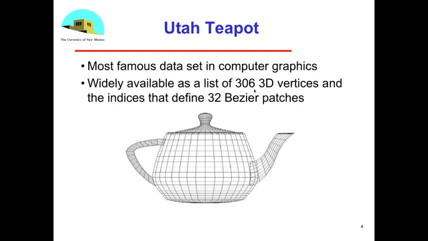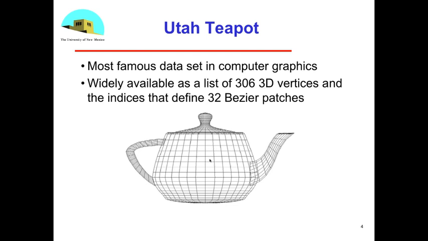So there are 306 vertices that are measured points on this teapot, given just as x, y, z values. And then there's a list of 32 patches that divide it, where each is a Bezier patch given by its indices. So it's sort of a vertex index representation, with references back into this list of 306 vertices. Now, a couple of things you can notice here.